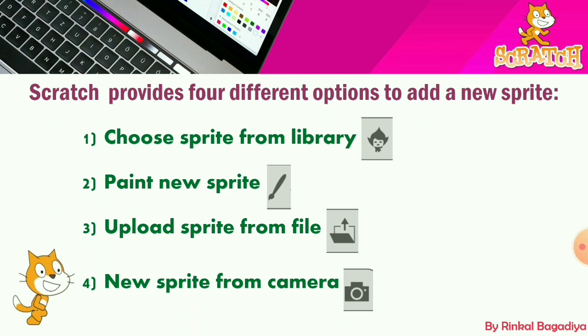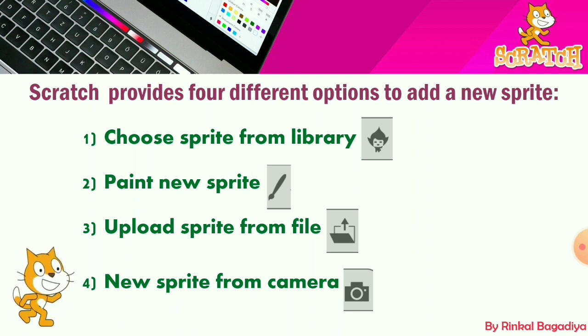First is choose sprite from library. Using this option we can choose sprite from the Scratch library. Scratch library provides so many ready-made sprites that we can add in our Scratch project. Number 2, paint new sprite. Using this option we can make our own sprite by painting, and we can add as a sprite in our program. Number 3, upload sprite from file.